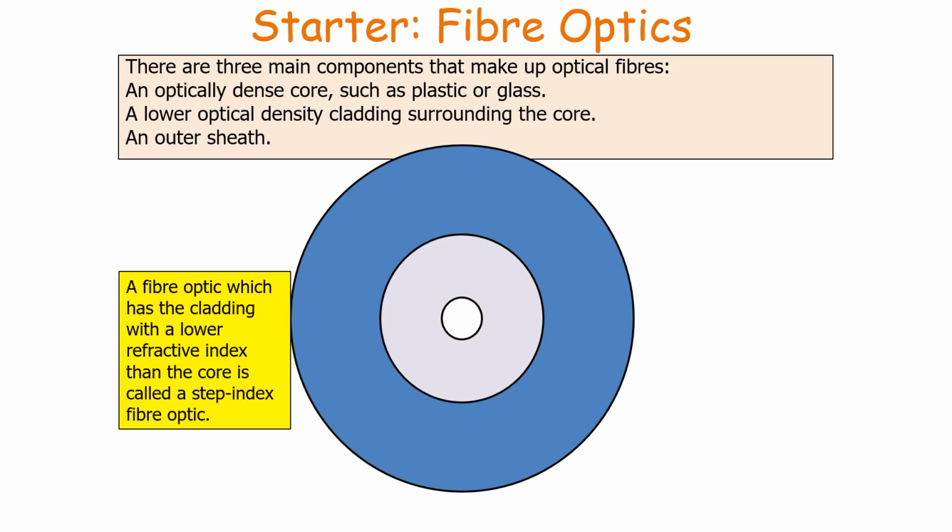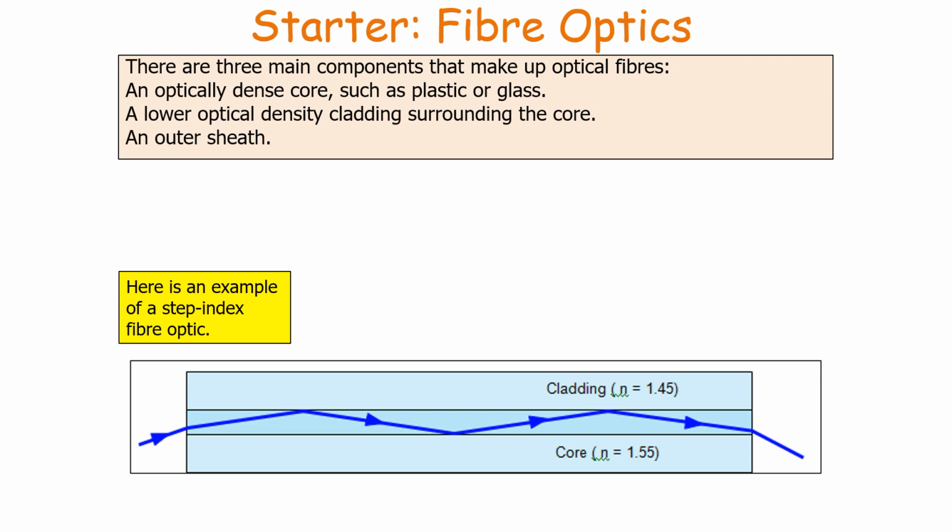Now a fibre optic which has a cladding with a lower refractive index than the core is called a step index fibre optic. Now since the refractive index of the core is greater than the refractive index of the cladding, this allows total internal reflection to occur. So in this we can see an example of a step index fibre optic.